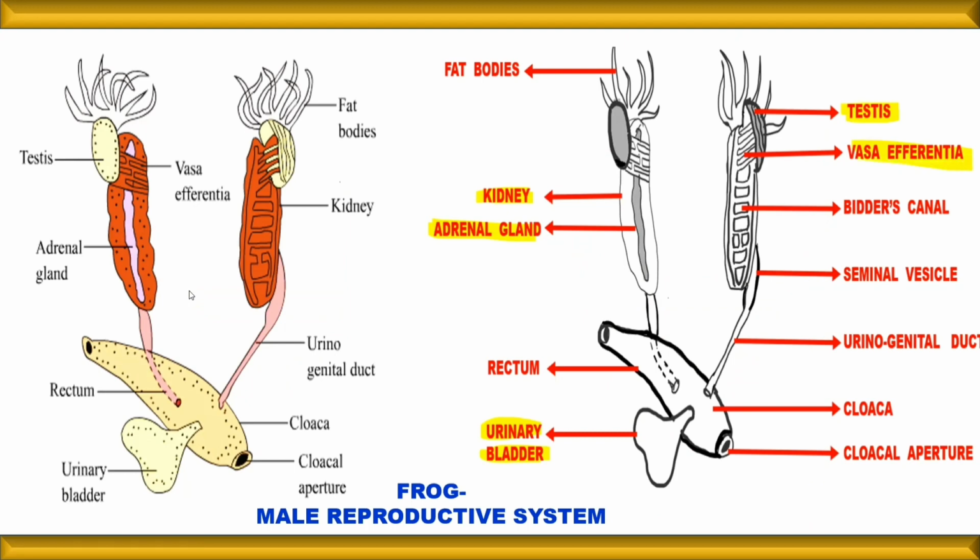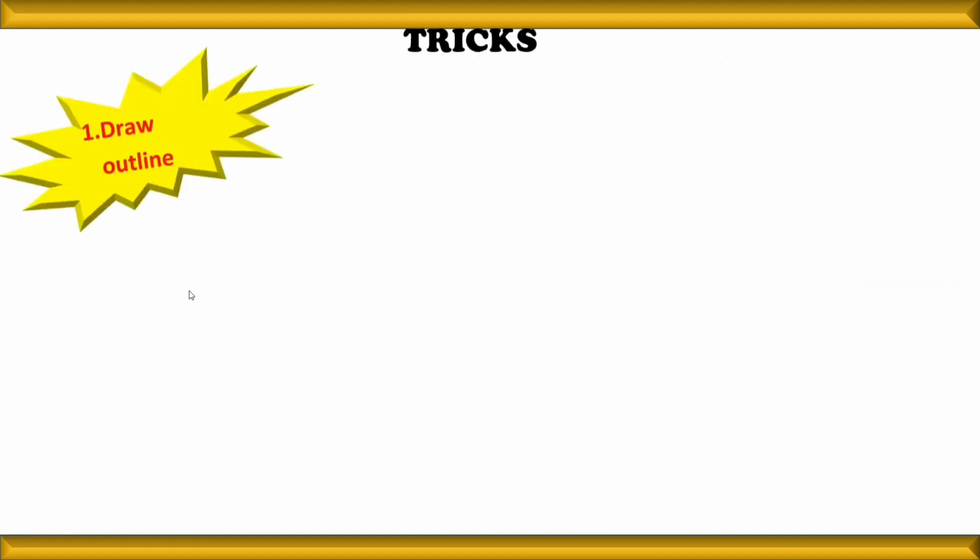The accessory ducts are the vasa efferentia, which carry the sperms via the Bidder's canal, store them in the seminal vesicle, and finally the longer duct called the urinogenital duct carries them to the cloaca and to the outside through the cloacal aperture. So let us start with the tricks.